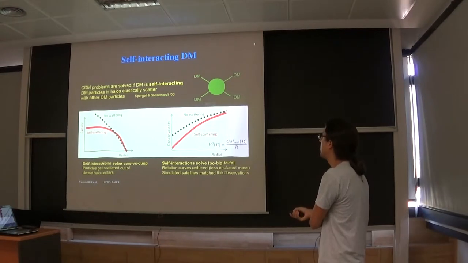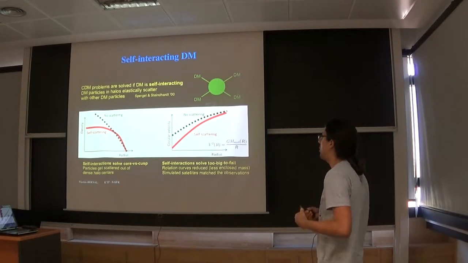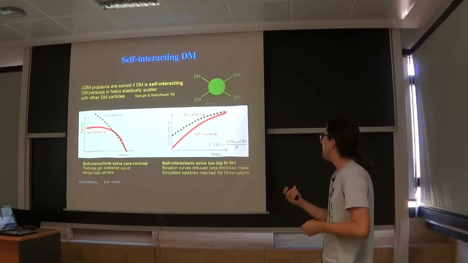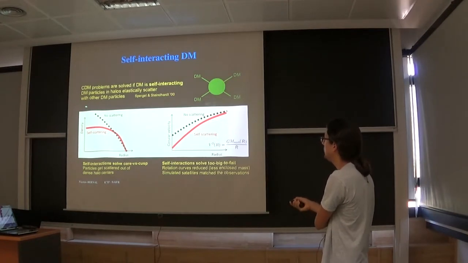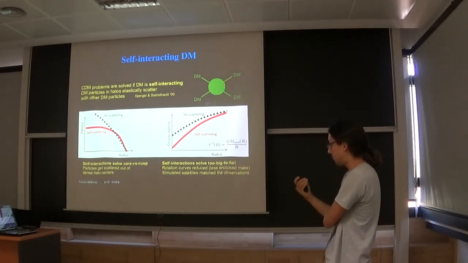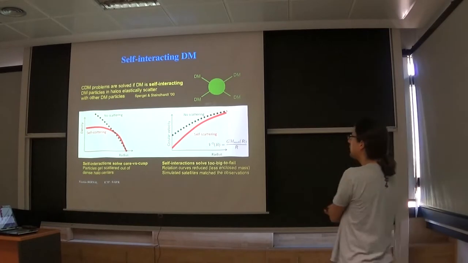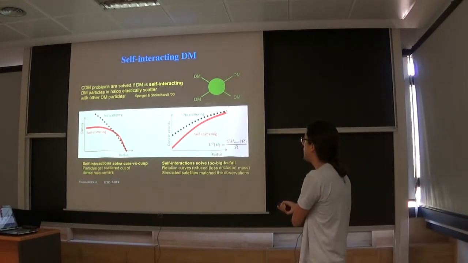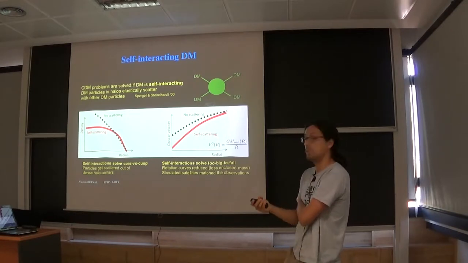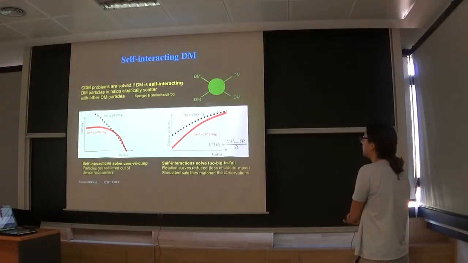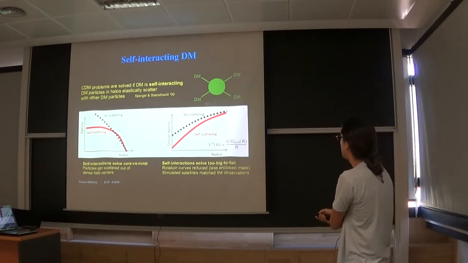So for example, for the cusp versus core problem, the point is that particles get scattered off of the very dense halo centers. So we're going from a scenario like this, when dark matter is collisionless, from a profile like this, to one with a core, like in the case when we introduce these self-interactions for dark matter. That's for the cusp versus core.